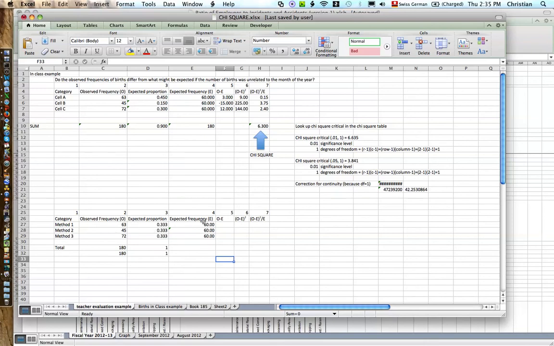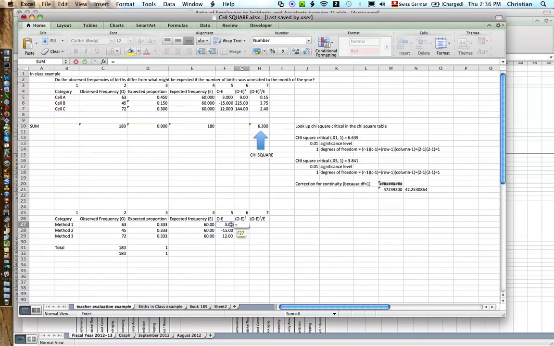Now we can calculate our difference. So it's 63 minus 60 is 3. I'm going to again make it a formula. 63 minus 60, it takes a little while, is 3. And now what we can do is choose this field and drag it down. So here we have 45 minus 60 is minus 15, 72 minus 60 is 12. So here we have 3 people more than we expected. For method 2 we have 15 people less than we expected, and for method 3 we had 12 people more than we expected.